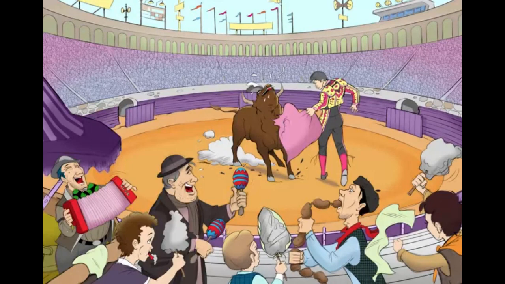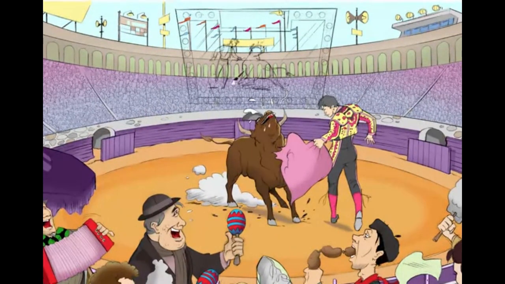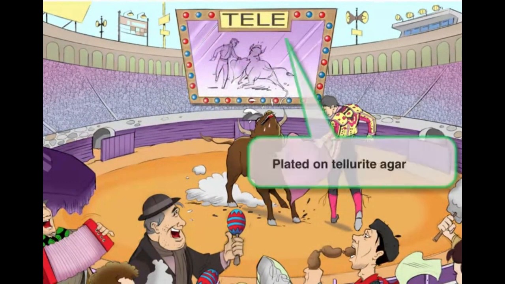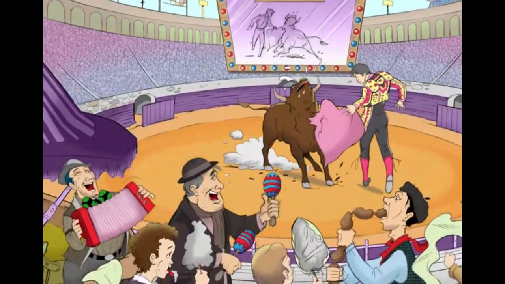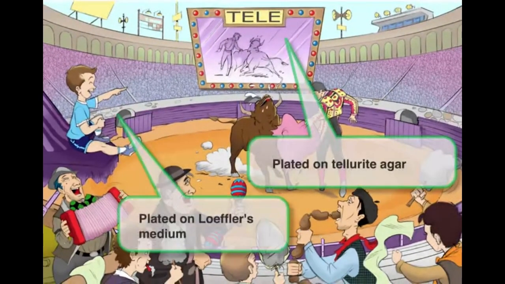These are tellurite and Loeffler's media. To remember the tellurite media, we'll draw a large screen like in any sports arena, and we'll write telly on it to reinforce the word tellurite. To help you remember Loeffler's medium, we'll draw a kid who is laughing as he's watching the show. Laugh or laughter should remind you of Loeffler's. So telly for tellurite and laughter for Loeffler's.